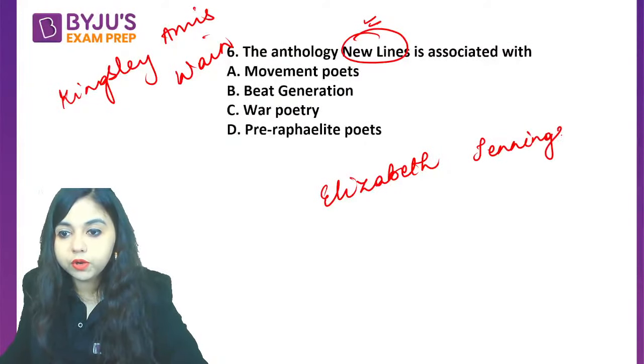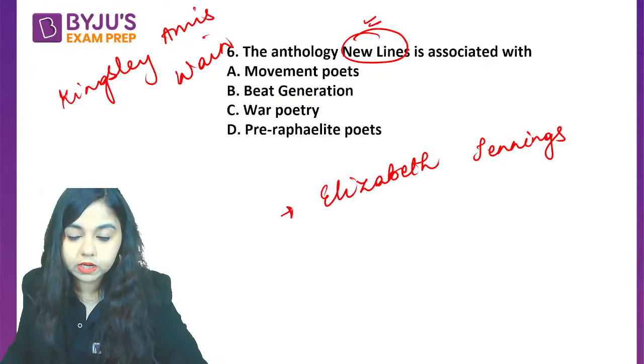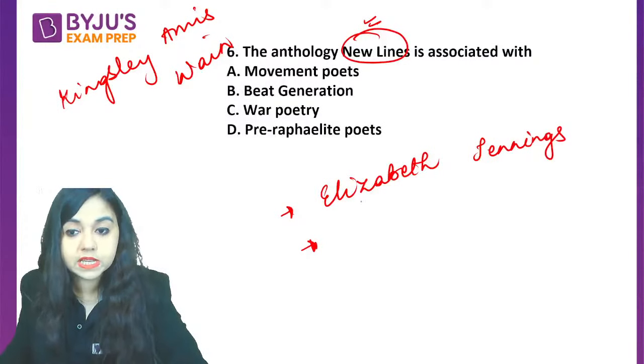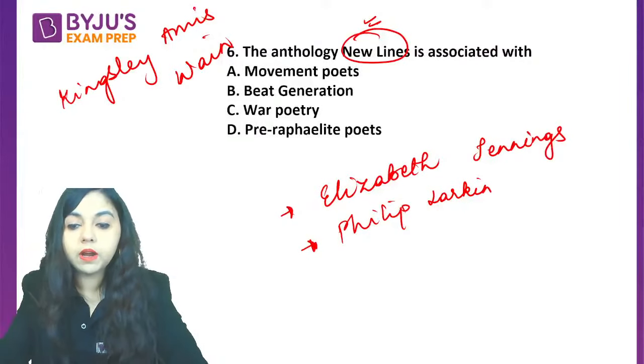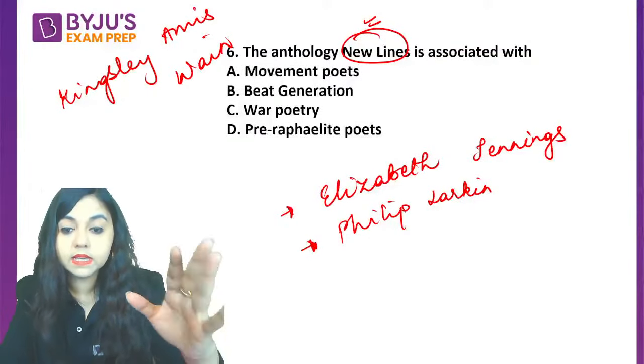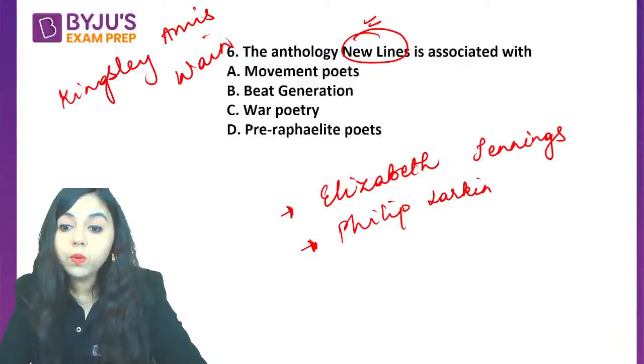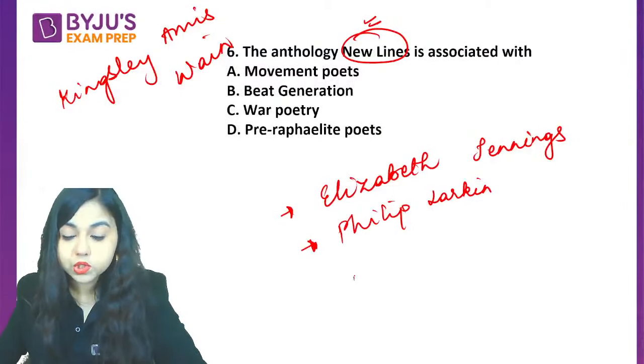I'll try to cover all your IGNOU books also for some of the classes that are coming up, especially for poetry, because that will be very helpful. Philip Larkin is very beautifully covered in the book as well. Philip Larkin is there, Elizabeth Jennings is there, Richard Conquest is also writing.